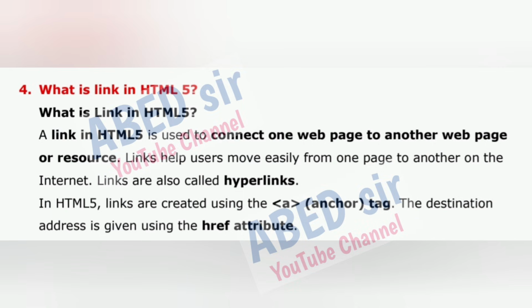What is link in HTML5? A link in HTML5 is used to connect one web page to another web page or resource. Links help users move easily from one page to another on the internet. Links are also called hyperlinks. In HTML5, links are created using the anchor tag. The destination address is given using the href attribute.